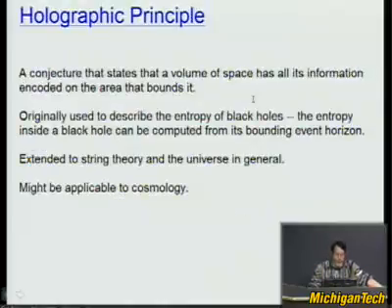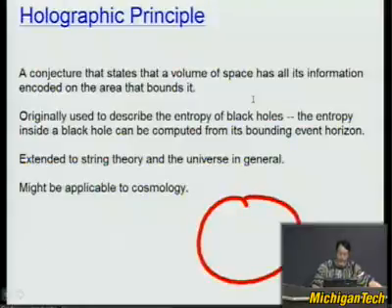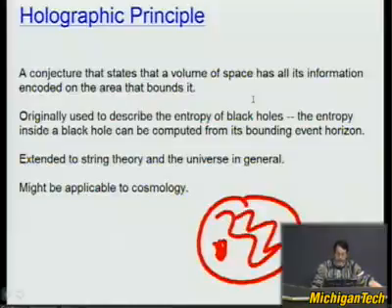The holographic principle is something that gets a lot of play today. Difficult to describe in one slide, but here we go. Conjecture has it that a volume of space has all its information encoded on the area that bounds it. Let's say you have a sphere here, and you can tell because it has a little window there. So all the information in that sphere, according to the holographic principle, is encoded on the boundary of the sphere.